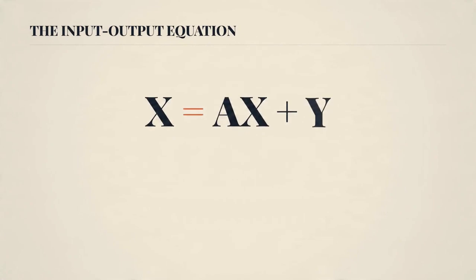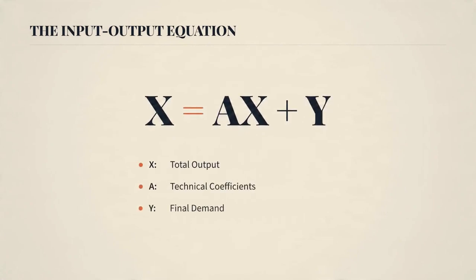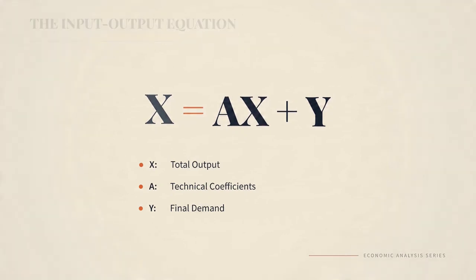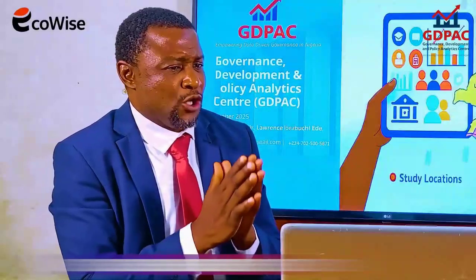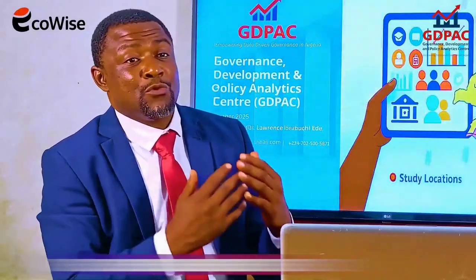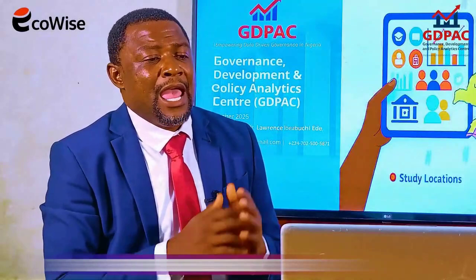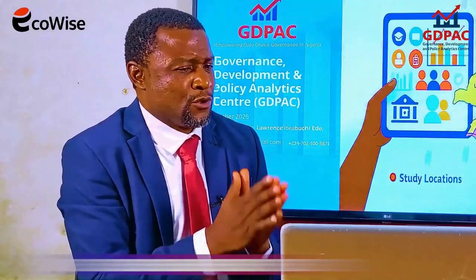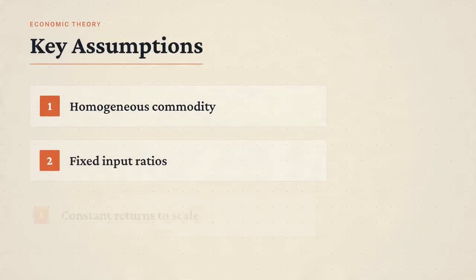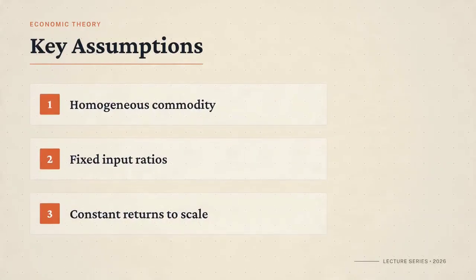The core equation is X equals AX plus Y. X is total output, A is the matrix of technical coefficients, and Y represents final demand from consumers, investors, and exports. Think of Nigeria's economy as a kitchen. X is the total meals cooked, A is the recipe card for the ingredients needed, and Y represents the hungry customers or final demand. The model assumes each industry produces one homogeneous product with a fixed recipe of inputs.